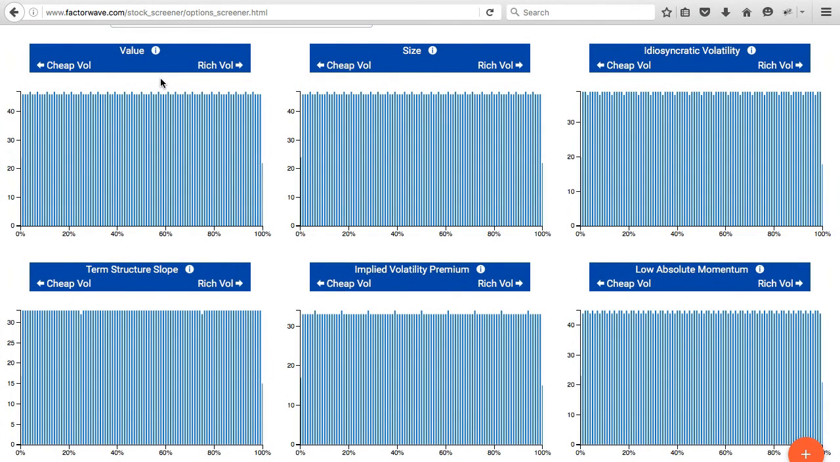So that's a simple introduction to our option screener. I hope that helps you when you're looking for options to trade.